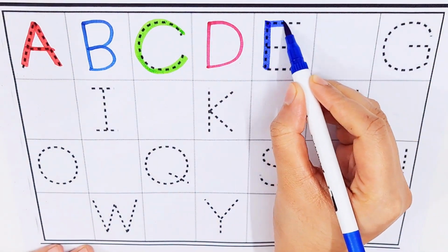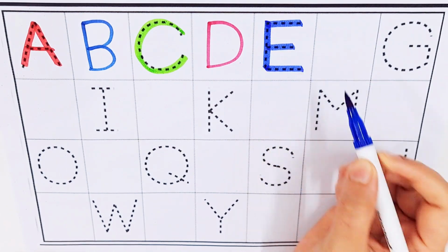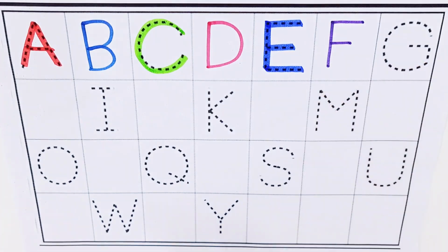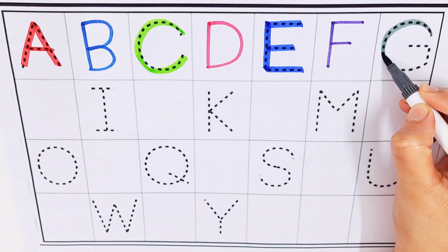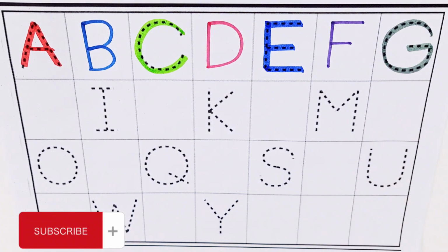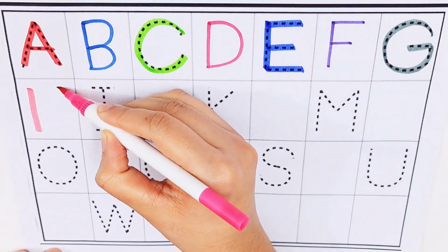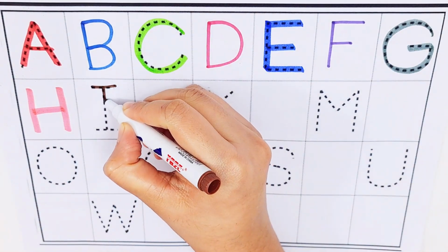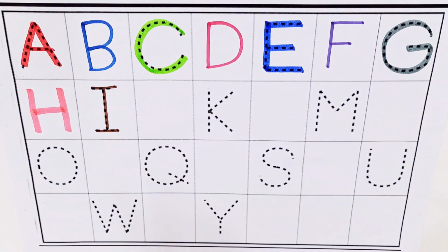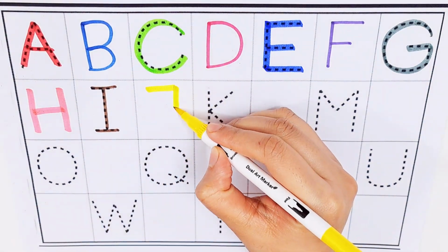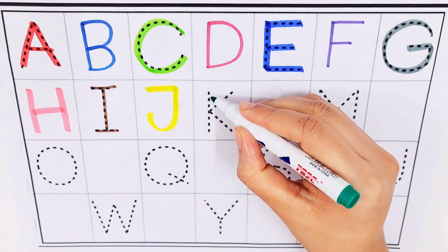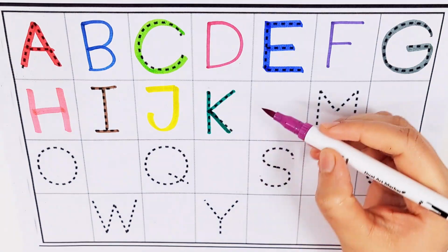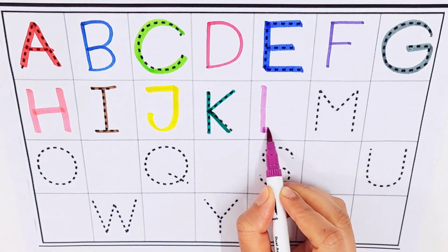E for egg. F for fruits. G for grapes. H for horse. I for ink. J for juice. K for king. L for lotus.